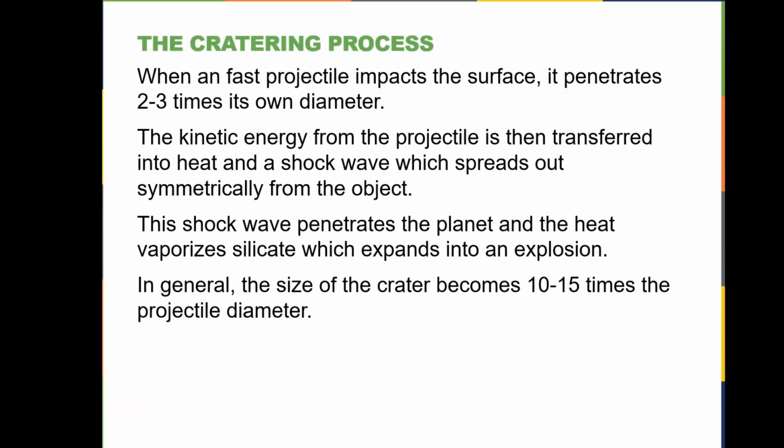Let's talk about how exactly the impact crater is formed. When a fast projectile impacts the surface, it penetrates 2 to 3 times its own diameter. The kinetic energy from the projectile is then transferred into heat and a shock wave which spreads out symmetrically from the object. This shock wave penetrates the planet and the heat vaporizes silicate, which expands into an explosion.